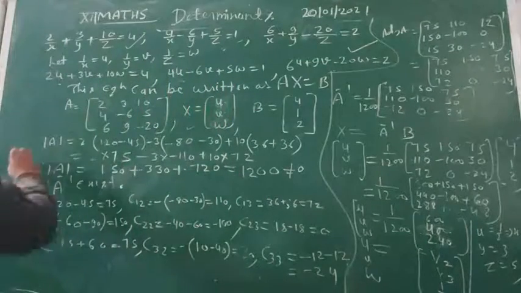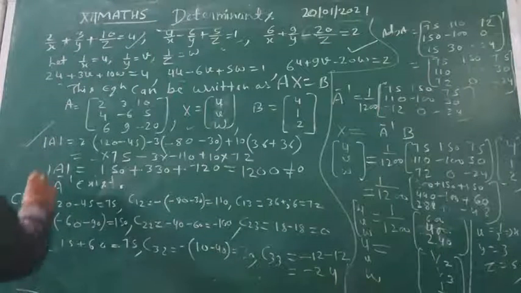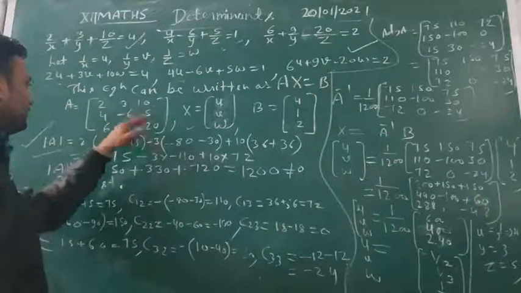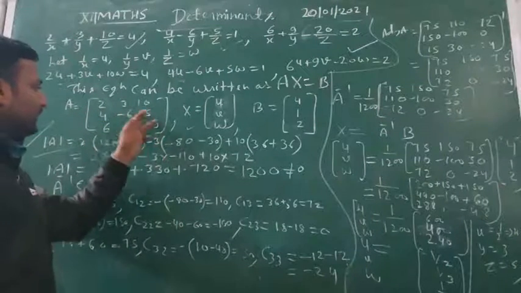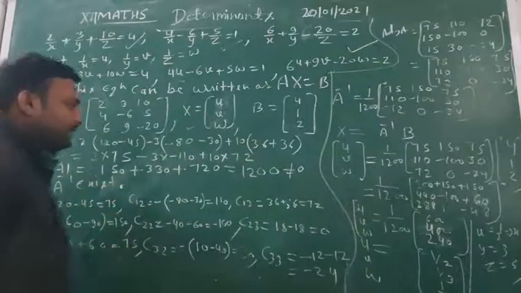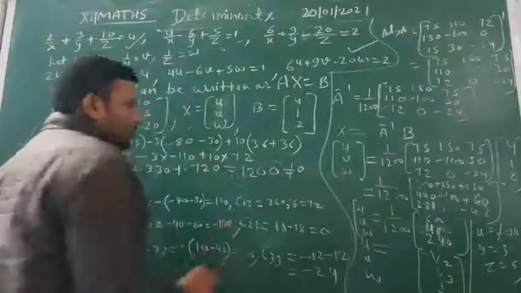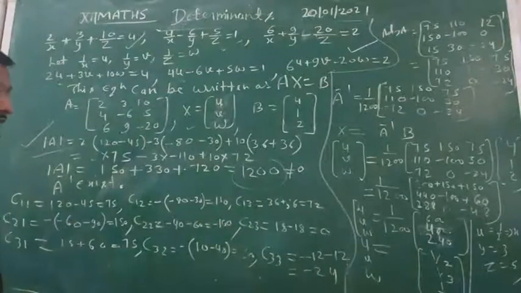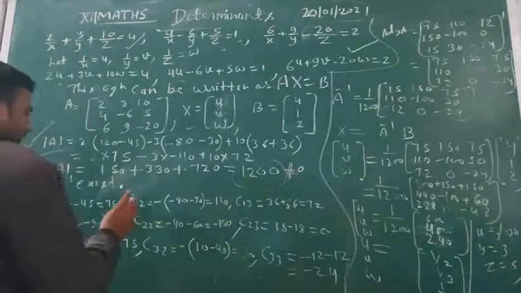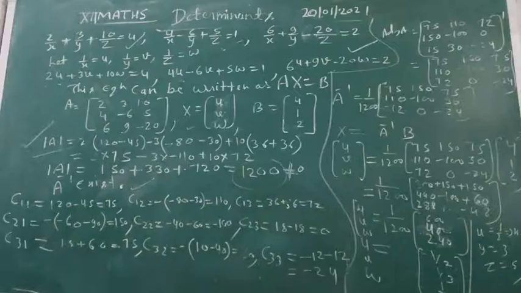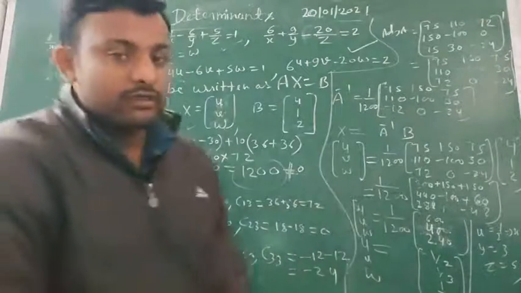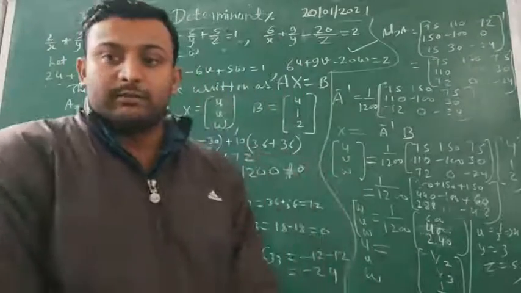So first of all, we have to find the determinant of A. Multiplying and solving, we see that our determinant is equal to 1200. This is not equal to 0, so we can say that A inverse exists. To find A inverse, we know the formula: adjoint of A by determinant of A.